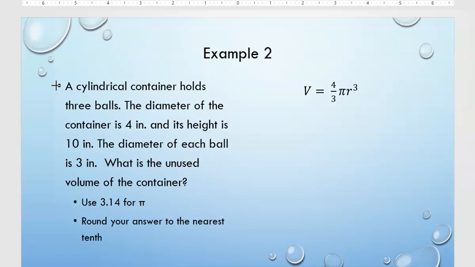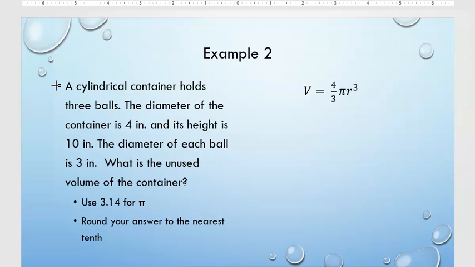Okay, our problem says, a cylindrical container holds 3 balls. The diameter of the container is 4 inches and its height is 10 inches. The diameter of each ball is 3 inches. What is the unused volume of the container? Use 3.14 for pi. Round your answer to the nearest tenth.